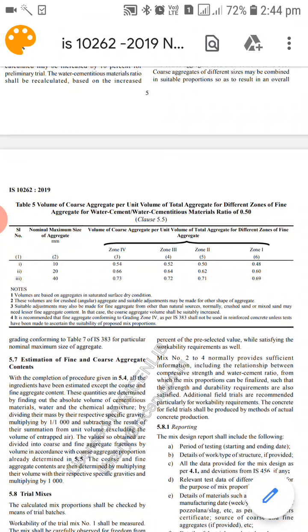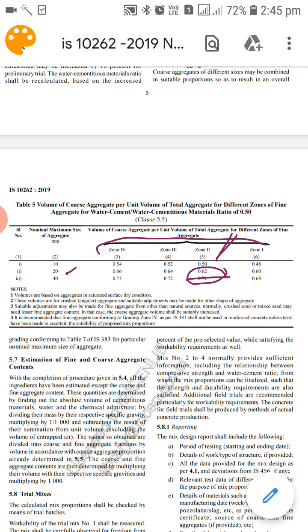From this we will be calculating the volume of the coarse aggregate. In the question they will mention for which zone of the fine aggregate or sand. If it is not mentioned, we have to assume. Since in the given problem it is not mentioned for which zone the fine aggregate belongs, I have just assumed it to be zone 2 sand. So for maximum size of the aggregate 20 mm, I get the volume of the coarse aggregate as 0.62.